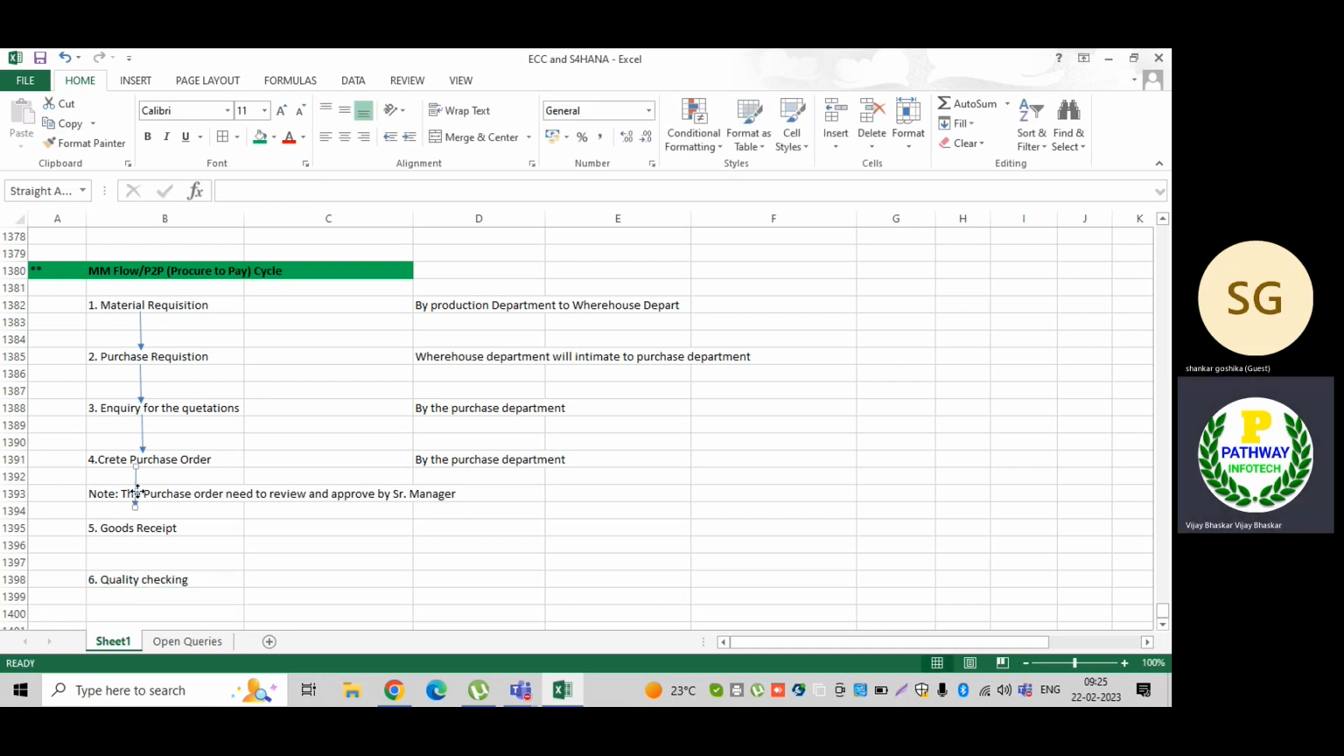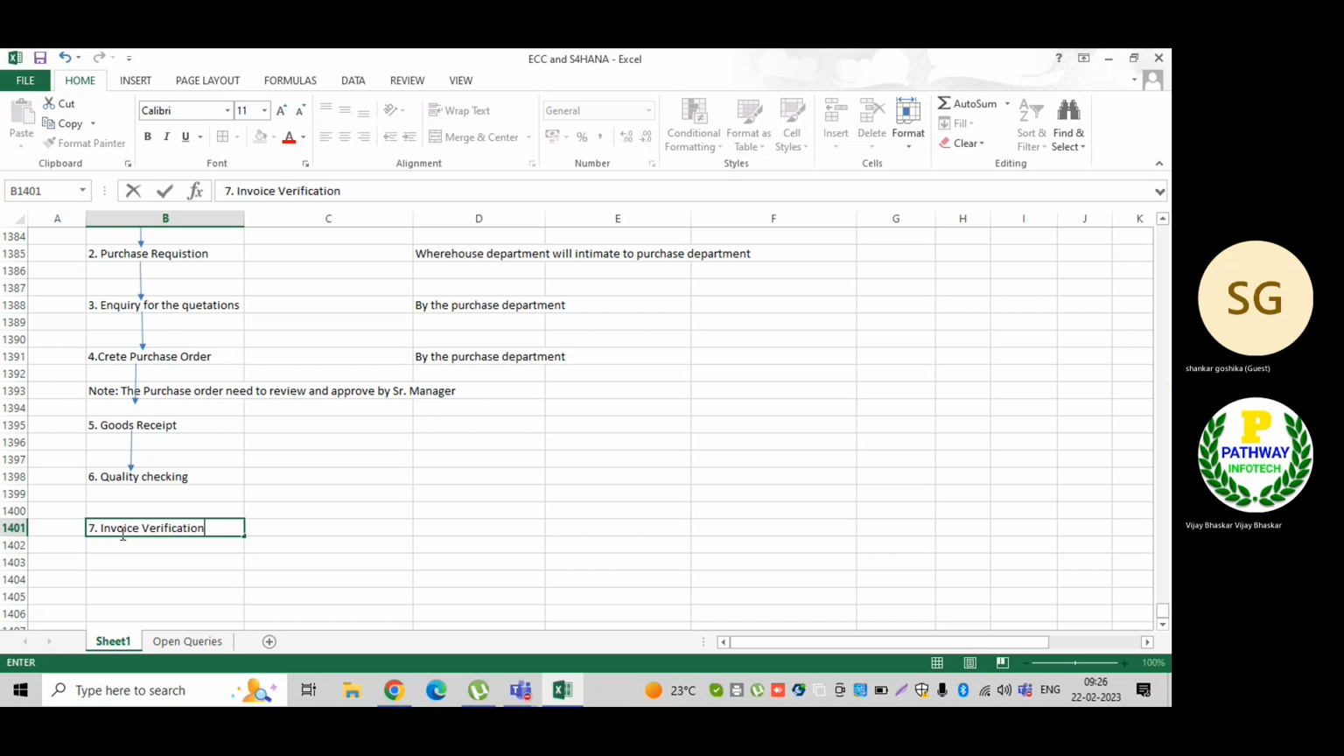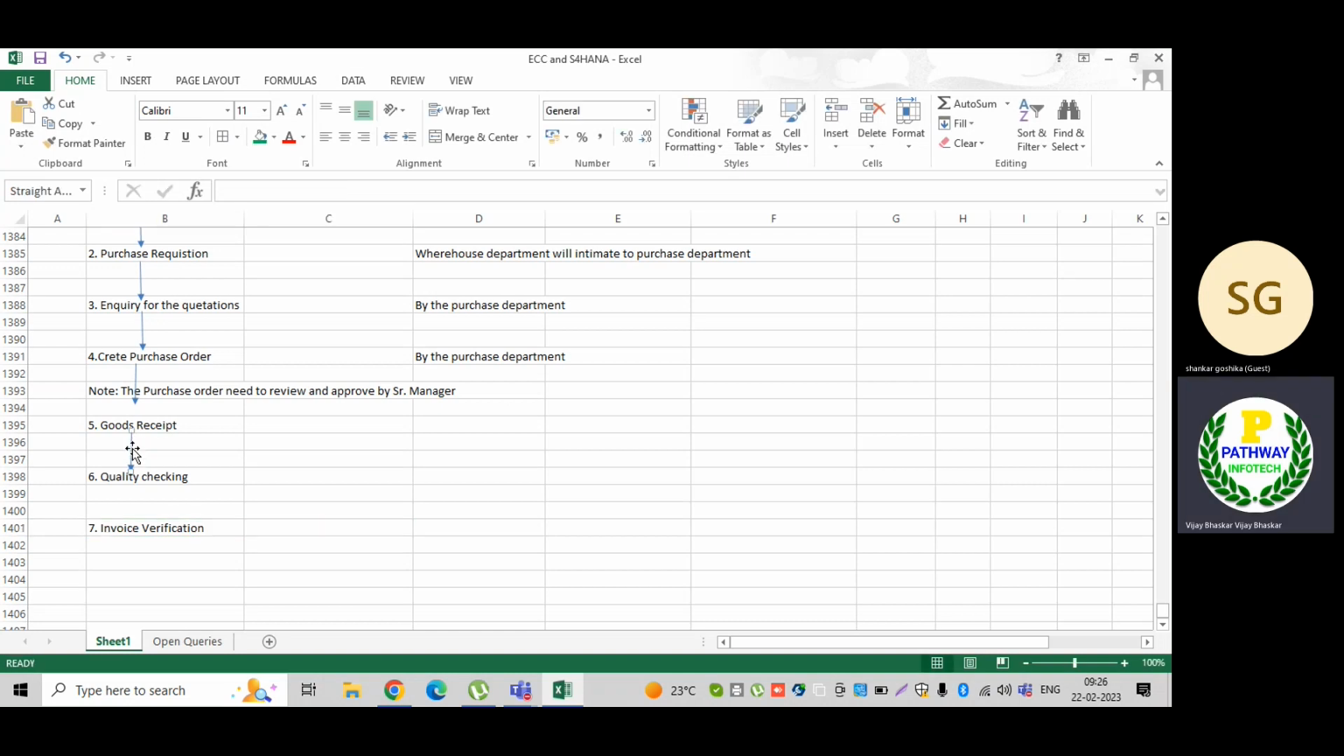Quality checking. Once the goods delivery will happen, it will not directly go to the invoice verification. It goes to the quality checking. Once the quality checking is completed and that is done, then it goes to the invoice verification. The last step would be invoice verification. This is the process what you need to explain in the interview. Remember, this is the important process what you need to explain here. This is completely the process.